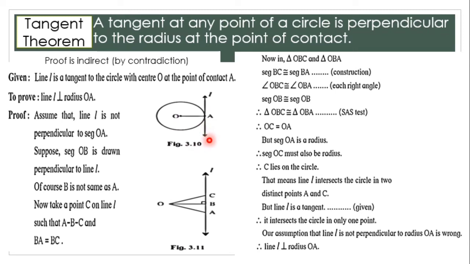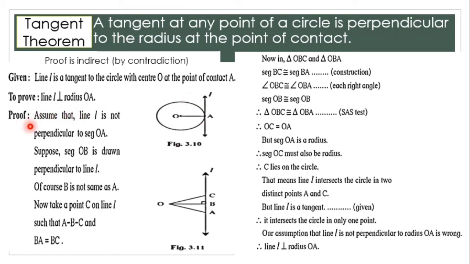Line L is a tangent to circle with center O at the point of contact A. Here L is the tangent and OA is the radius and A is the point of contact. Now what we have to prove? To prove line L is perpendicular to the radius OA, we have to show that line L is a tangent, meaning it only touches at one point, isn't it?